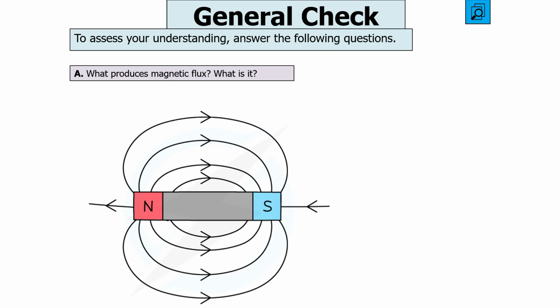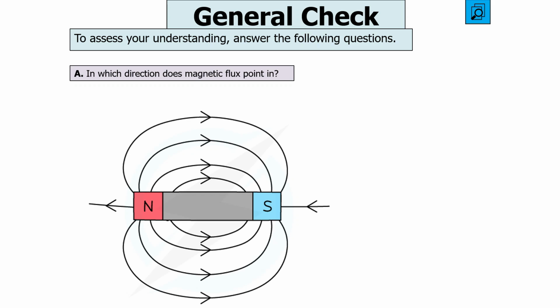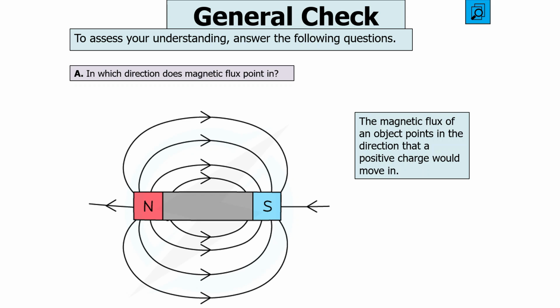What produces magnetic flux? What is it? The magnetic flux is produced by a charged object in motion. The magnetic flux is the number of magnetic field lines passing through a given surface area. In which direction does magnetic flux point? The magnetic flux of an object points in the direction that a positive charge would move in.